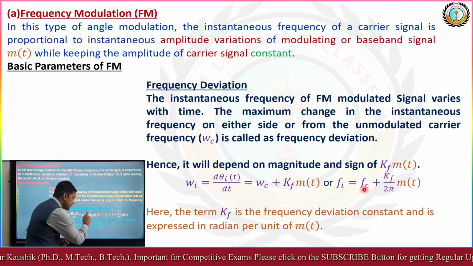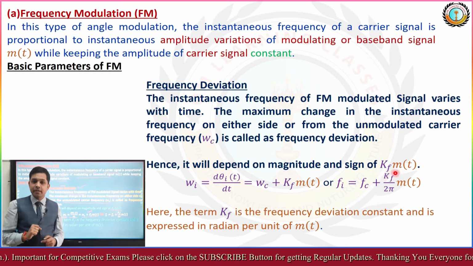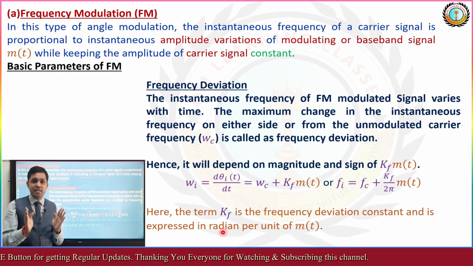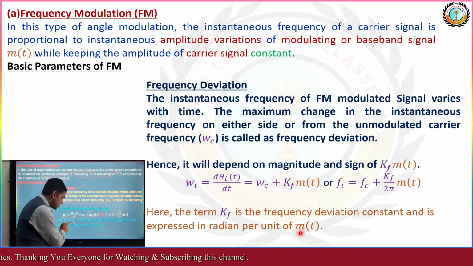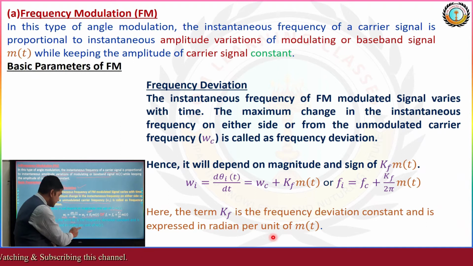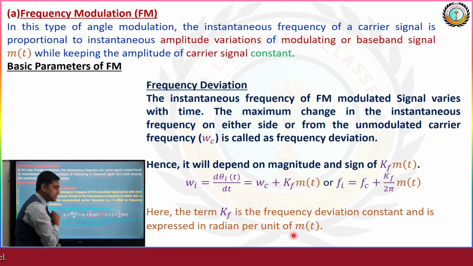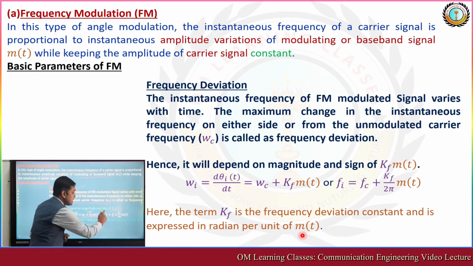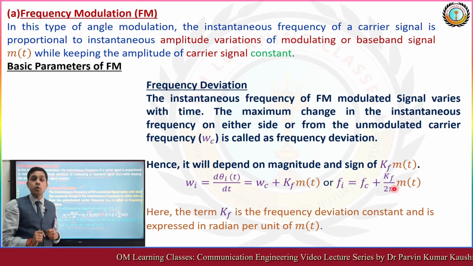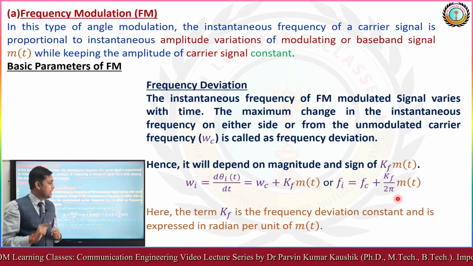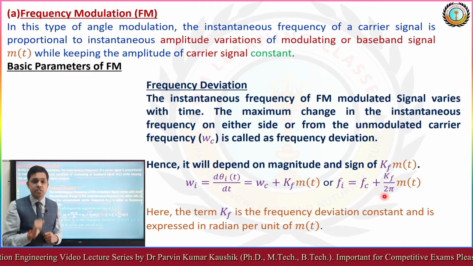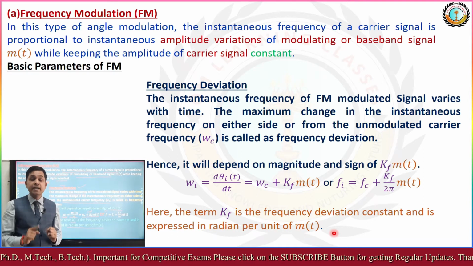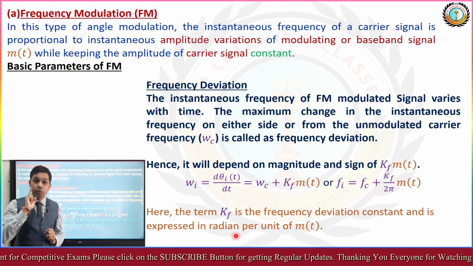But the unit of kf is very important here. In the first case, I will take the kf unit as radian per unit of modulating signal. By considering this unit of kf, I get fi equal to fc plus kf by 2 pi into m(t). This is the first representation, in which we consider kf with unit radian per unit of modulating signal.